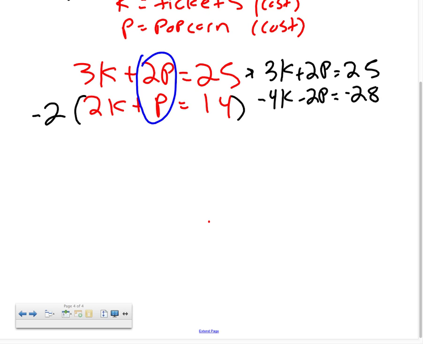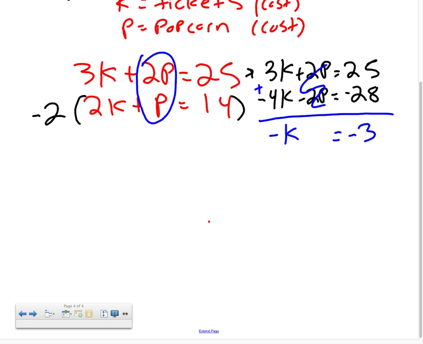Okay. Now is the time where I add them together and actually do my elimination. So I'm going to add these together. This would get me a negative 1k, or just a negative k. The p's would go away. That's what I wanted to begin with. And 25 plus negative 28 would give me a negative 3.